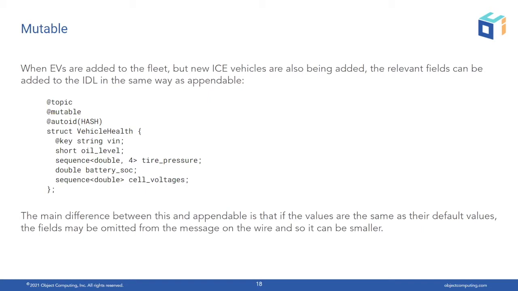One of the main differences between this and appendable is that it's possible for values that are left as their default values to be omitted when we send this message, and they will be reconstructed with their default values on the other side. So if you had a large amount of default data, this would allow messages to be smaller.